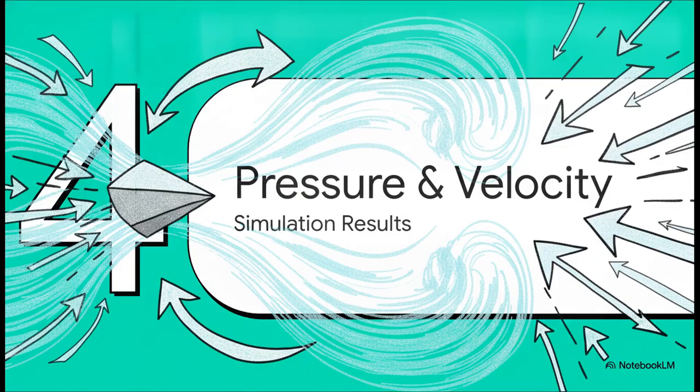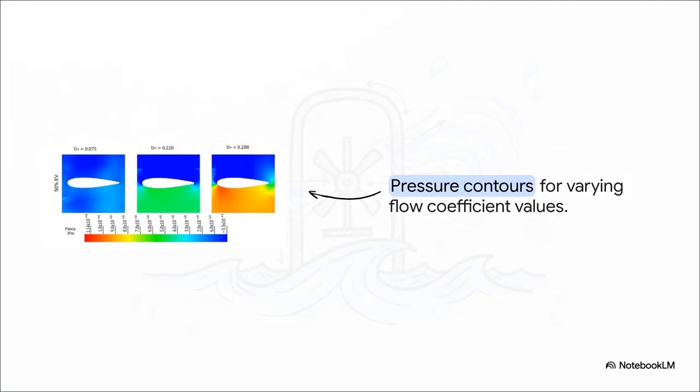Section 4. Simulating pressure and velocity. Let's see what all that data actually tells us. When we visualize the invisible forces acting on our blades, the pressure data reveals something absolutely fascinating. Notice how the highest pressure, those bright red and orange zones, consistently hits right at the leading edge of the blade, no matter what the flow coefficient is.